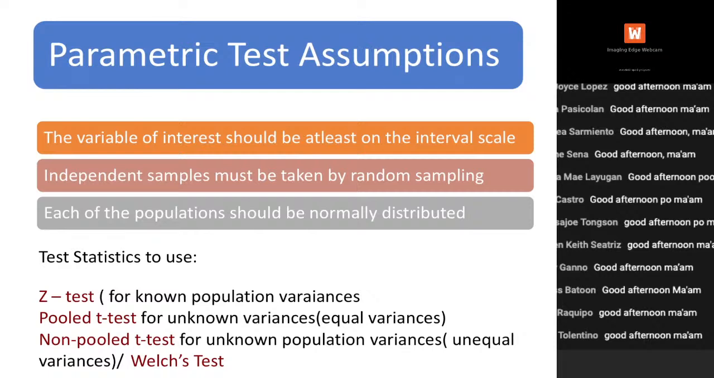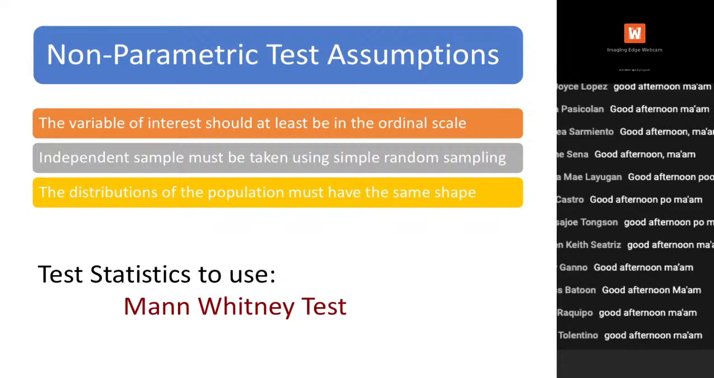So, i-check ulit natin yung mga assumptions. Kung isa violated, then that means we cannot make use of any of this. So let's look into the non-parametric counterpart. Okay? So for the non-parametric counterpart, meron tayong tinatawag na Mann-Whitney test. Okay? When can we use this?